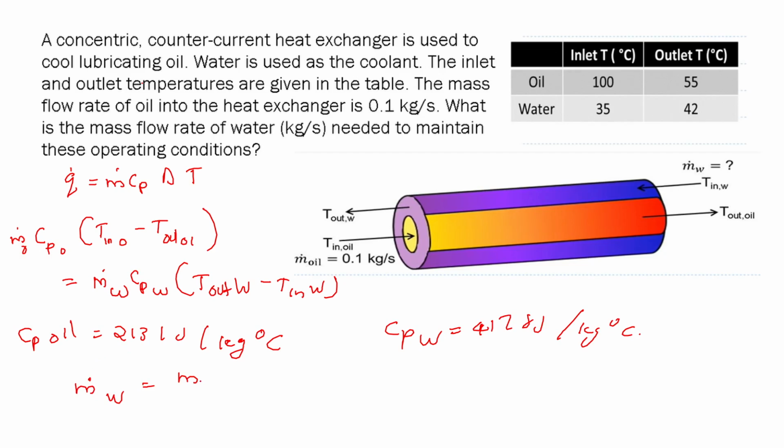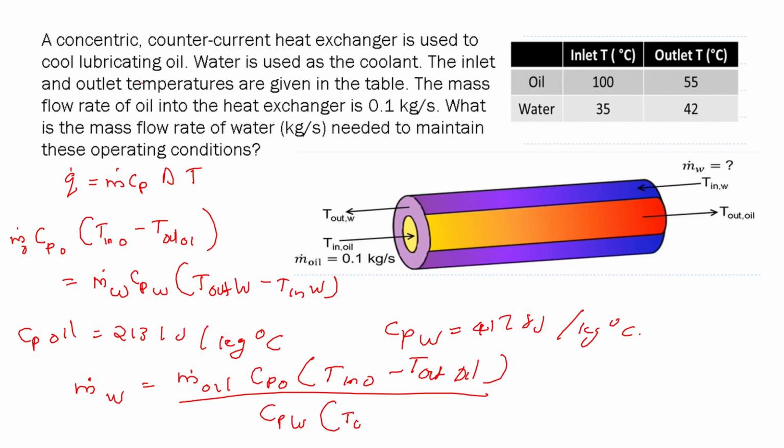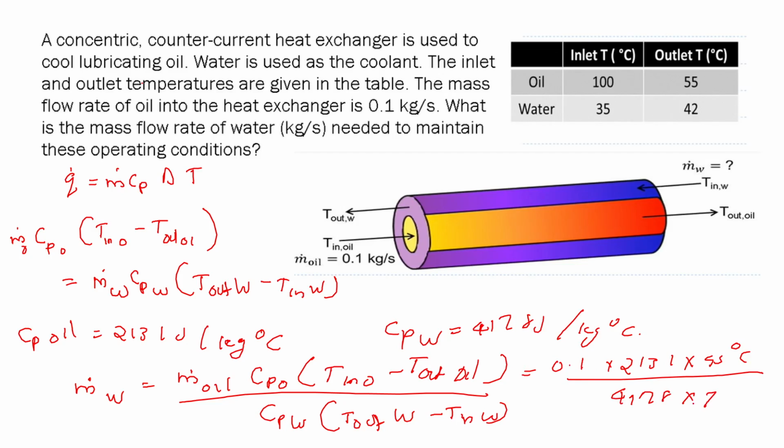So it will be mass rate of oil, Cp of oil times T inlet of oil minus T outlet of oil, divided by Cp of water times T outlet of water minus T inlet of water. So substitute the values. Here it will be 0.1 times 2131 times 45 degrees Celsius divided by 4178 times 7. So you have to calculate this value, then find the answer for the mass rate.